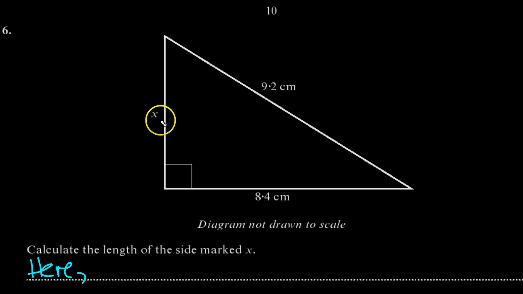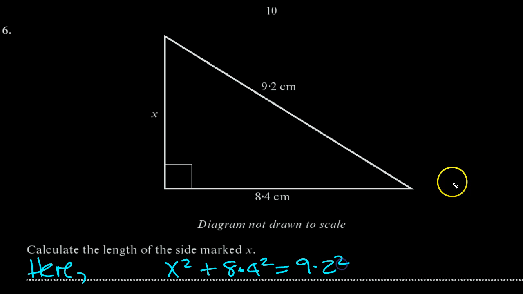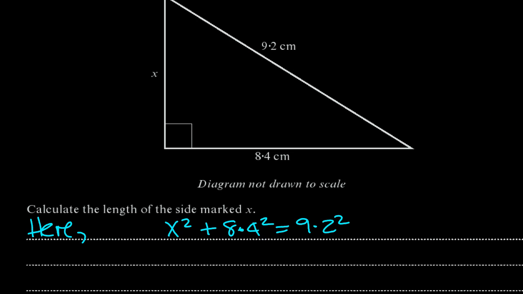The longest, this squared plus this squared equals the longest side squared, doesn't it, by Pythag? So x squared plus 8.4 squared equals 9.2 squared. So let's work these numbers out then.